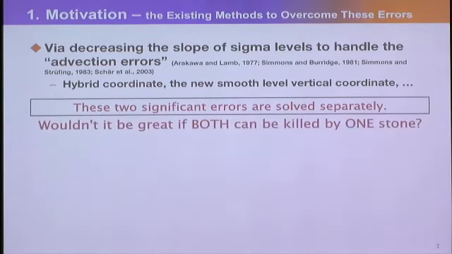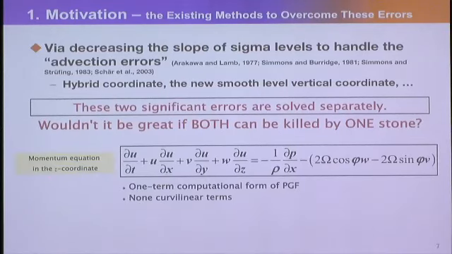Wouldn't it be great if both could be killed with one stone? Let's find this stone. Let's see the momentum equation in the z coordinate. Here is the horizontal momentum equation again. And we can see that the PGF in the z coordinate is one term, so there are no PGF errors. And there are no curvilinear terms in this equation. Why is this equation so simple in the z coordinate? Because the z coordinate is an orthogonal one.